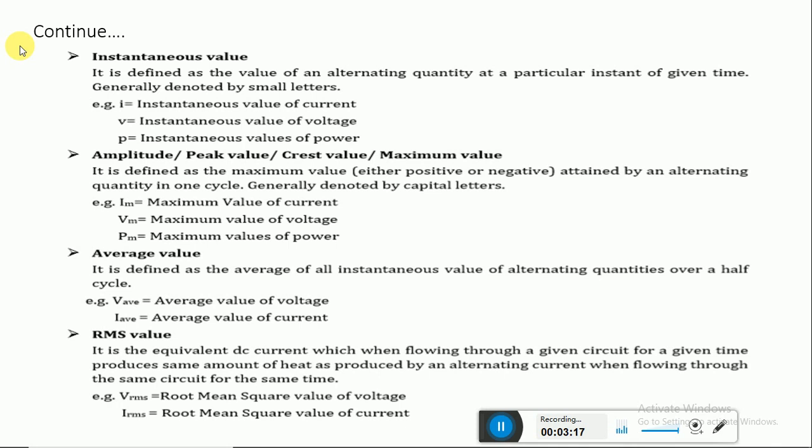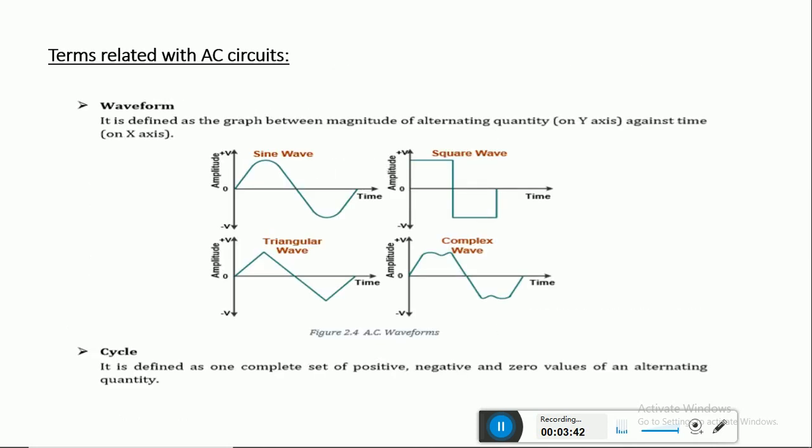Now the next important term is instantaneous value. As we are discussing alternating quantities, alternating quantities have only an instantaneous value. The word instantaneous means that at every instant of time you get a different amount of current. In the previous slide we saw this alternating quantity waveform.